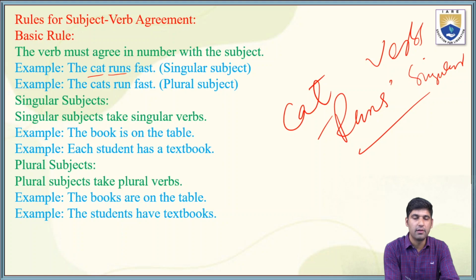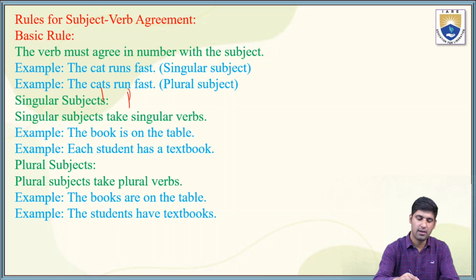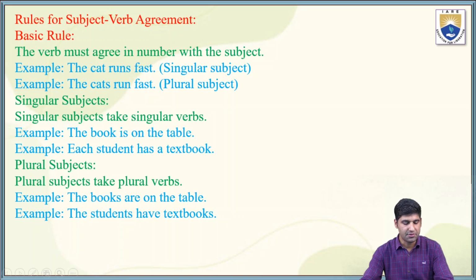Singular subject, singular verb. Now here, cats, plural subject, run, plural verb in base form. A verb in base form is considered plural. A verb having S, ES, IES is considered singular. Another, now we have singular subject takes singular verbs like this.